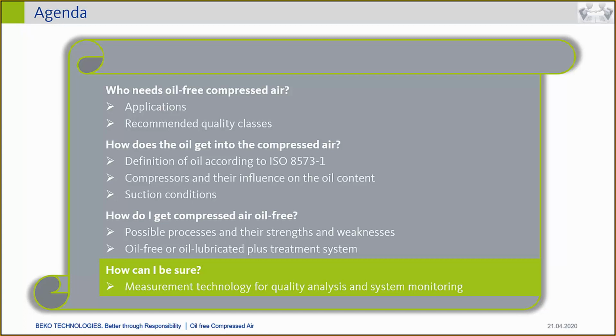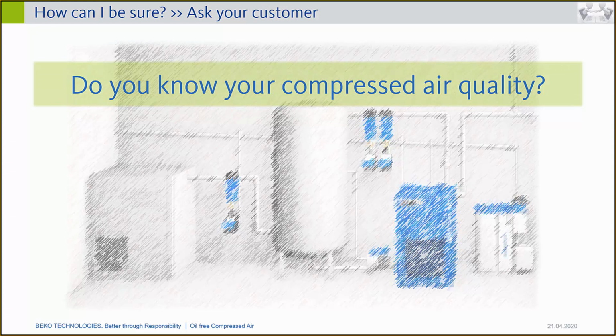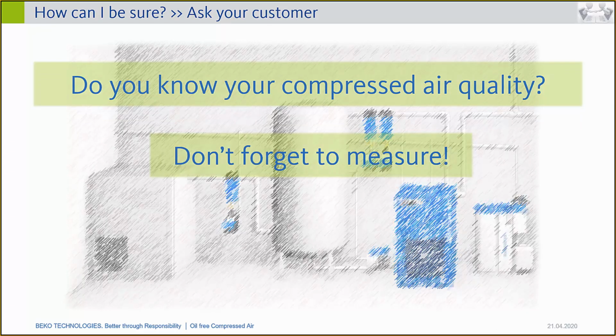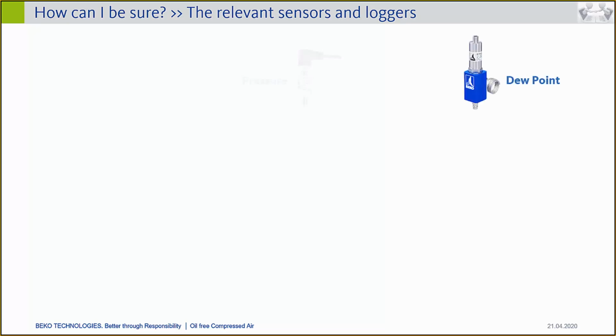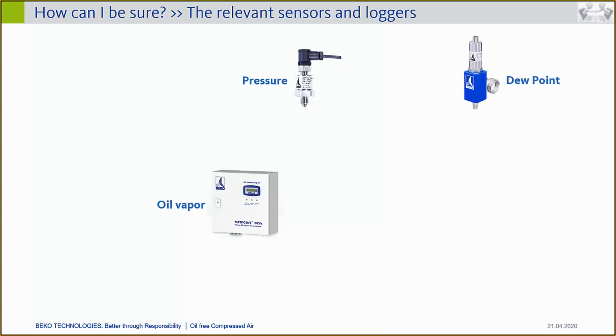Last point is, how can I be sure? One should ask the customer if he knows the quality of his compressed air and that he does not forget to measure. So what measurement equipment is reasonable to put in such an air system which is on a high quality level? We have, for example, the dew point sensor, the pressure sensor, and the oil vapor measurement equipment. And these three measurement components are mostly related to quality issues.